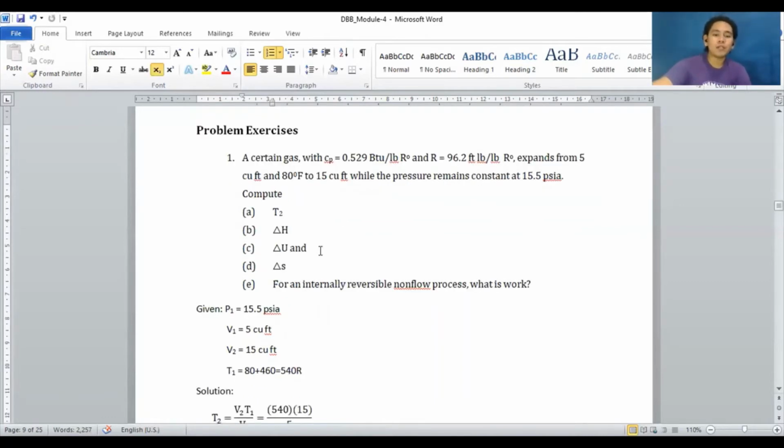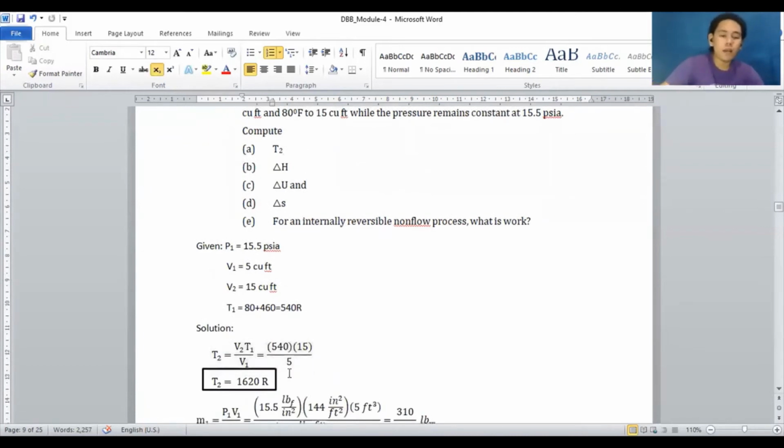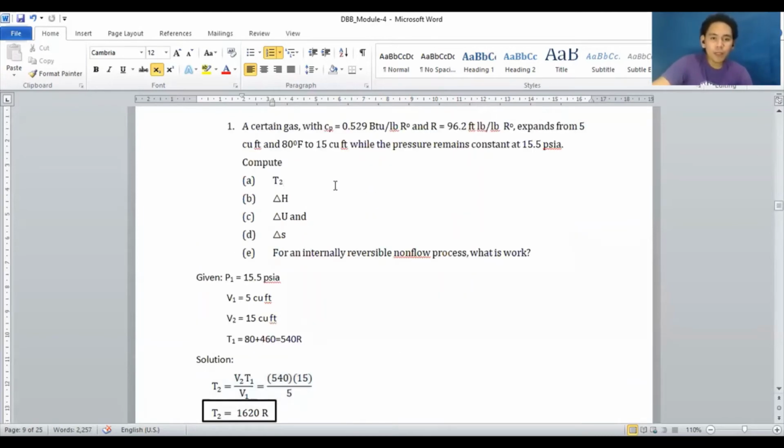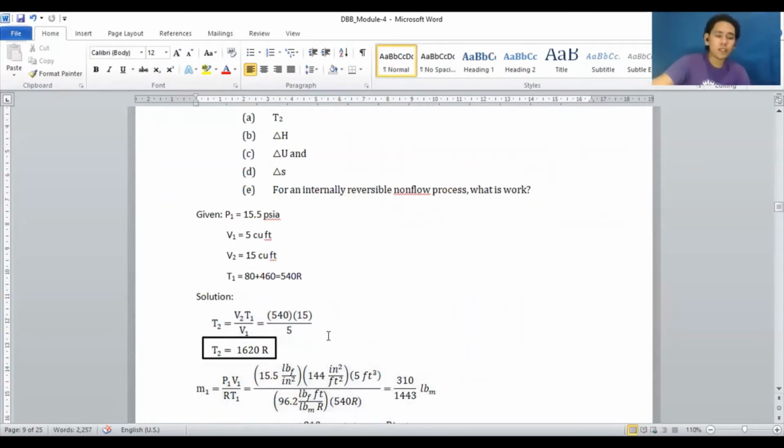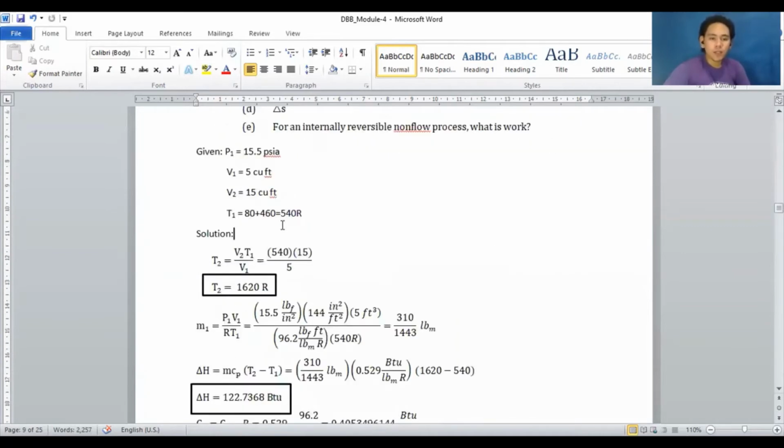Now, compute the final temperature. The final temperature, as you can see in the formula, T2 equals V2 times T1 over V1, which is 540 times 15 over 5. Your 540 is your 80 plus 460. So 80 plus 460 times 15 over 5, which is T2, is equivalent to 1620. Now, if the problem does not state what kind of unit the temperature is, it is automatically in absolute temperature. Do not convert it into Fahrenheit or Celsius unless otherwise specified by the problem. Okay, now next, what is the delta H?